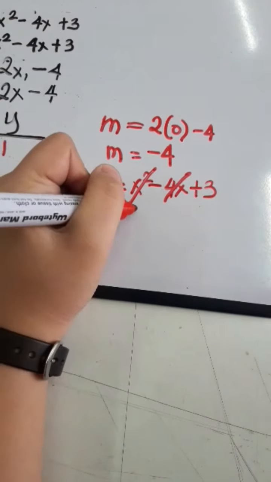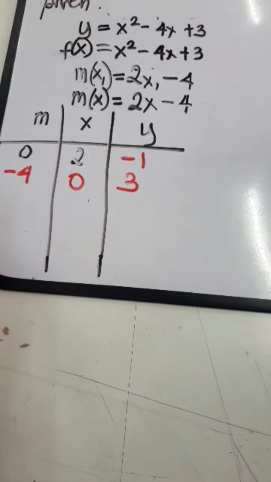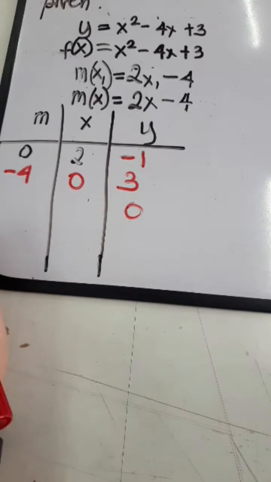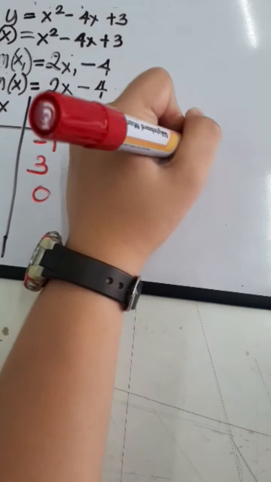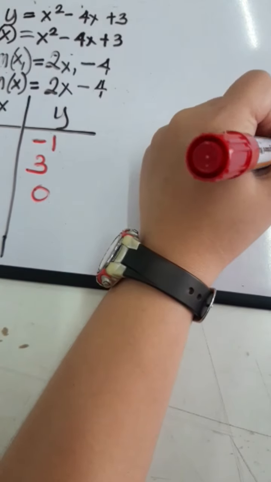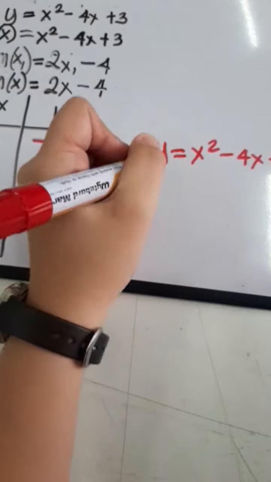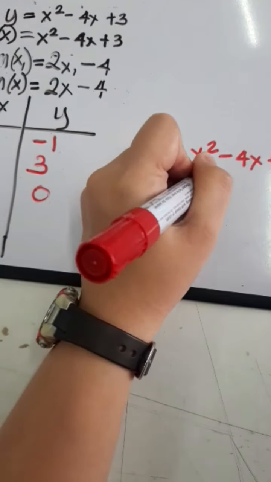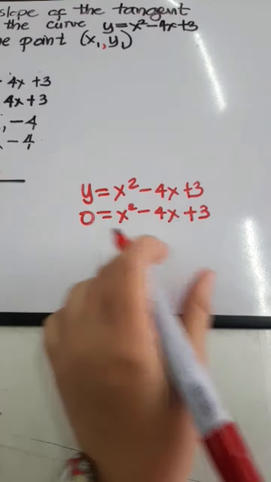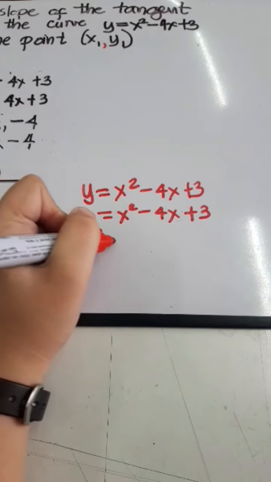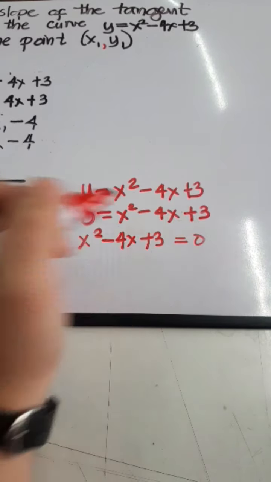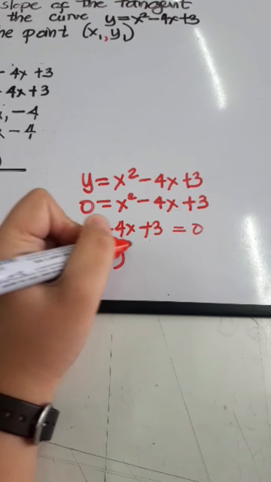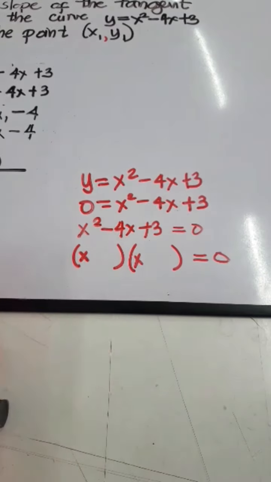Okay, so next, we are going to find when y is equal to 0. So, y is equal to x squared minus 4x plus 3, this is y is equal to 0. We have x squared minus 4x plus 3 equal to 0. So, we have a quadratic equation. Makakuha tag 2 values ni x.